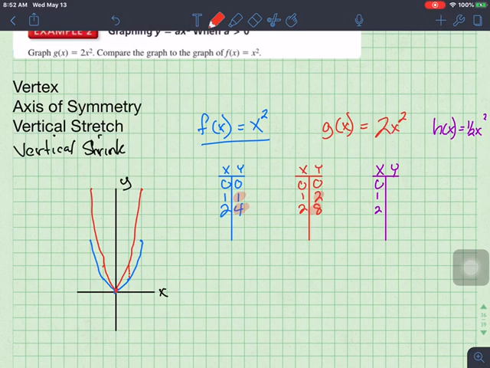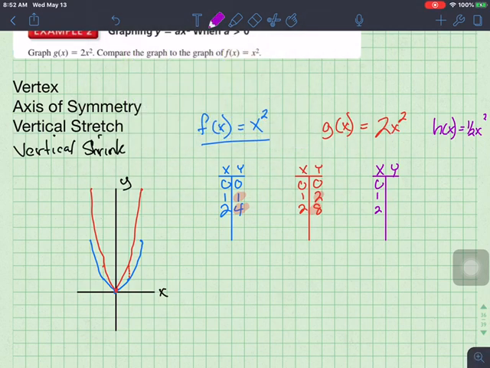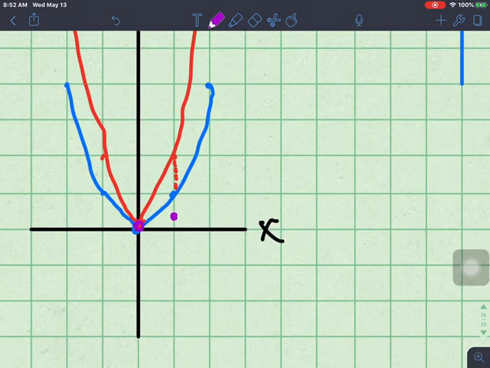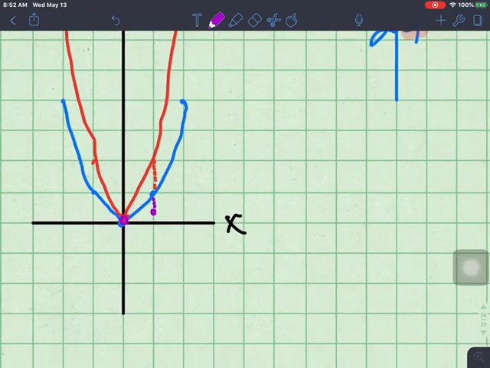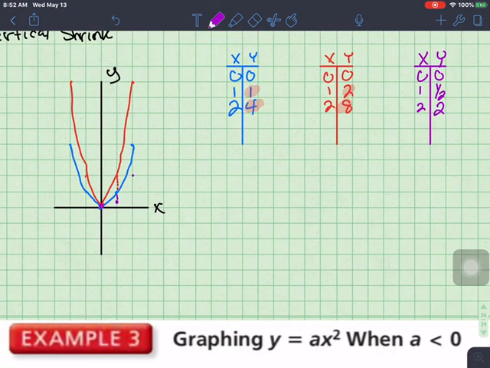That's going to come from our purple equation, vertical shrink, because all the outputs are half of what they were in the blue. Okay? And that's called a vertical shrink. So we're going to grab (0, 0). Again, same vertex, but (1, 1/2). There's the shrink. You see the shrink right there? And then we have dots at (2, 2) and (-2, 2).